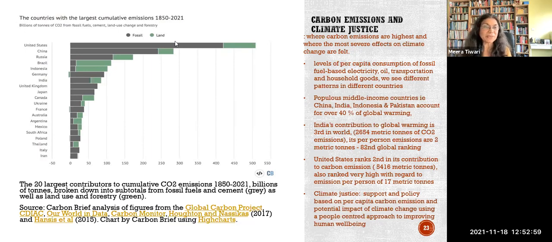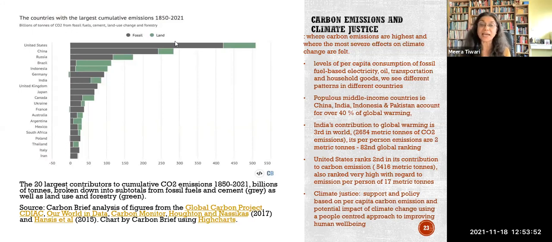domains. And if we look at levels of per capita consumption of fossil fuel, of electricity, oil, transportation, household goods, we get a different pattern. But if we look at the national carbon emission, then we get a different picture. Of course, as we know, the populous middle-income countries such as China, India, Indonesia, Pakistan have far more people. The population density is hugely more than any part of the world, just in these 4 countries. And they account for 40% of the global warming. So they are finger-pointed: you are producing more than 40% of the global warming, caused through the activities within these countries.